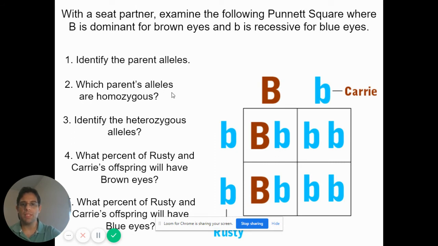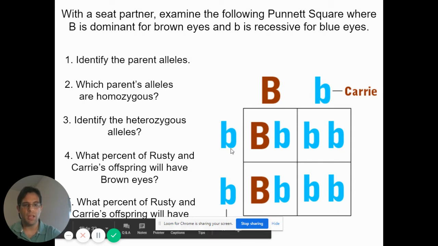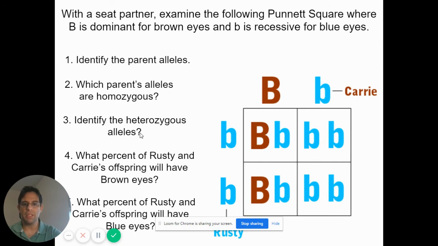Which parent's alleles are homozygous? Remember, homozygous is the name we give to the genotype that carries the same information. So here it brings an allele for brown and another allele for blue. So they bring different information. So this is not homozygous. This is blue and blue. So Rusty has homozygous alleles. Identify the heterozygous alleles. So these are the heterozygous alleles. Carrie is the one who brings the heterozygous alleles.